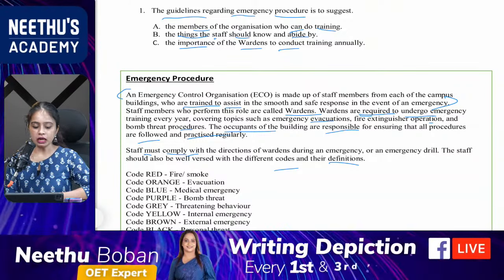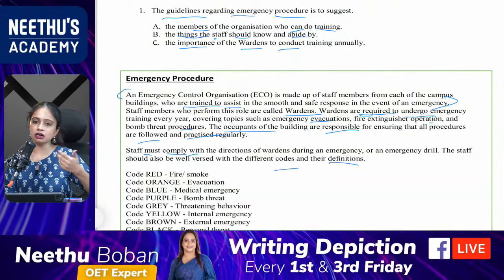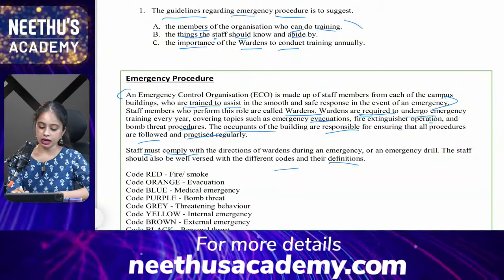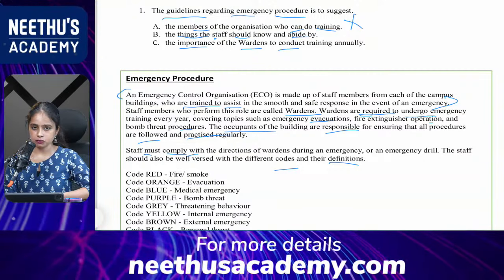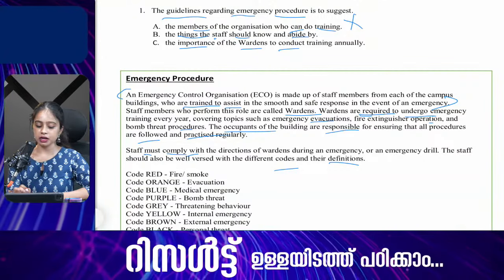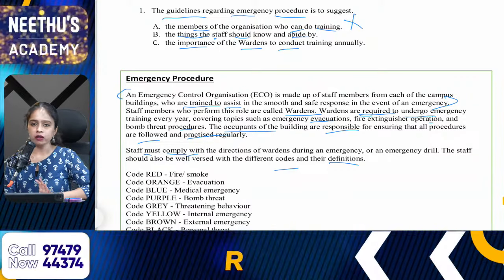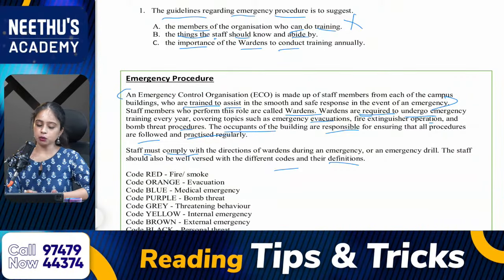Okay, what is option A? The members of the organization who can do training. So here they are not doing any training, they are undergoing training. Okay, so we can eliminate option A, the members of the organization who can do training, they are not the conductors of the training.